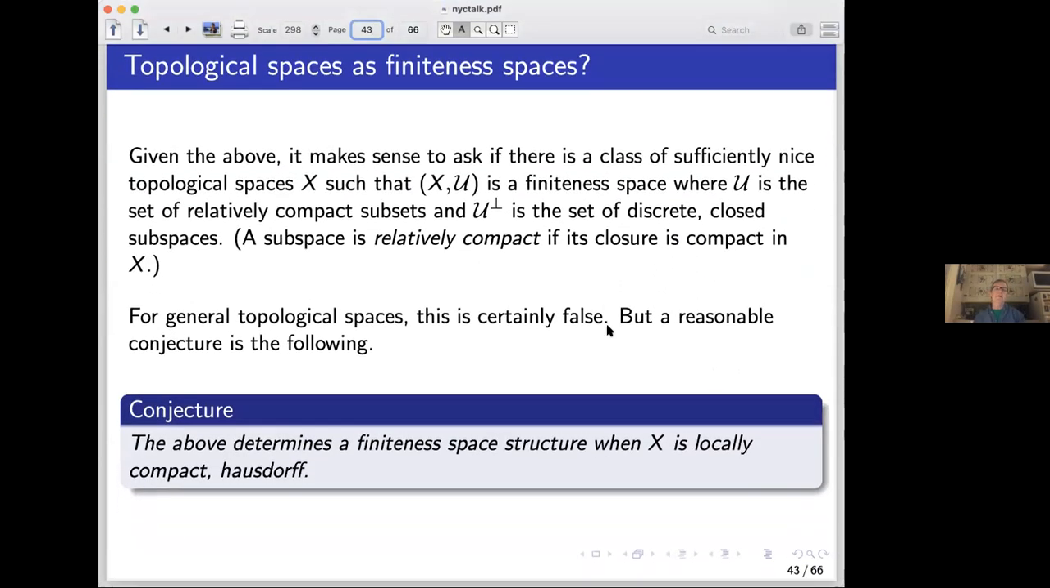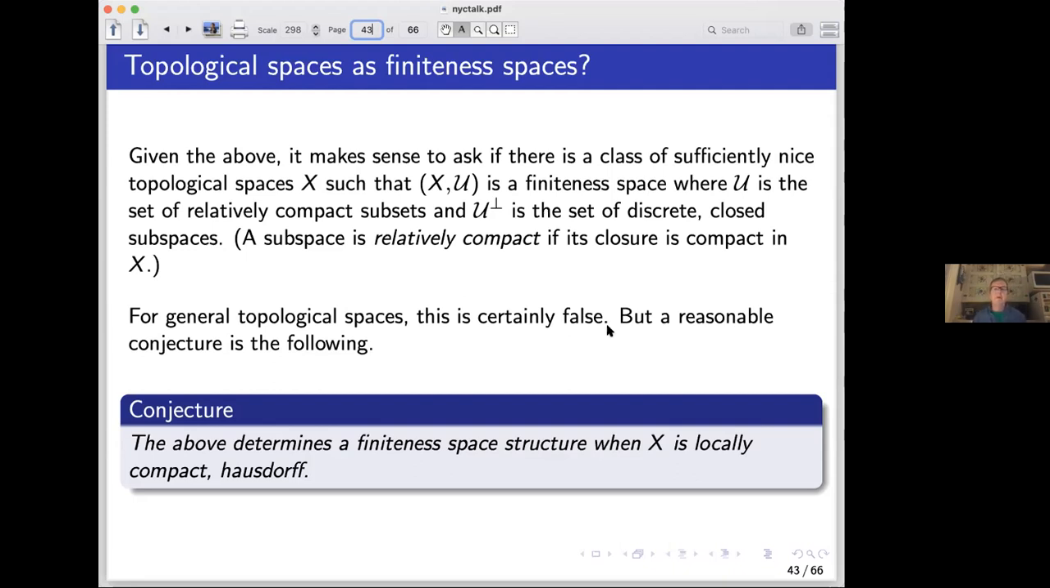So this led us to the obvious question: is there a class of spaces for which I can define a finiteness space by the following structure? I'm going to define my finitary sets U to be all those relatively compact subsets of X, where relatively compact means its closure is compact in X. Remember, or maybe I didn't say this, your finitary subsets are downward closed. So if U is contained in V and V is finitary, then U is also finitary. I can't say the compact sets, but I can talk about the relatively compact sets, all those for which the closure is compact in X.